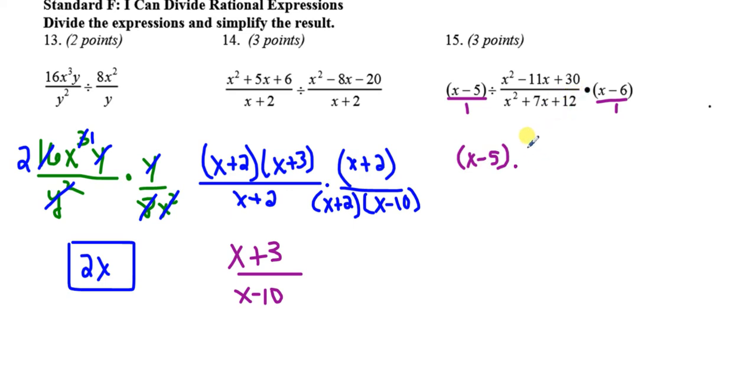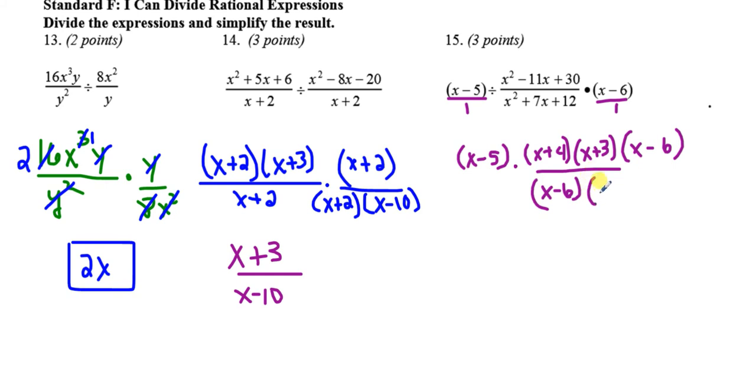Two numbers that multiply and give me 12: x plus 4, x plus 3. And then now it's multiply, so times x minus 6. And then on the bottom there's just a 1 and a 1. And then here, this gets flipped over. Two numbers that multiply and give me positive 30 and add up to negative 11. So x minus 6, negative times a negative is a positive, x minus 6, x minus 5, which is nice.